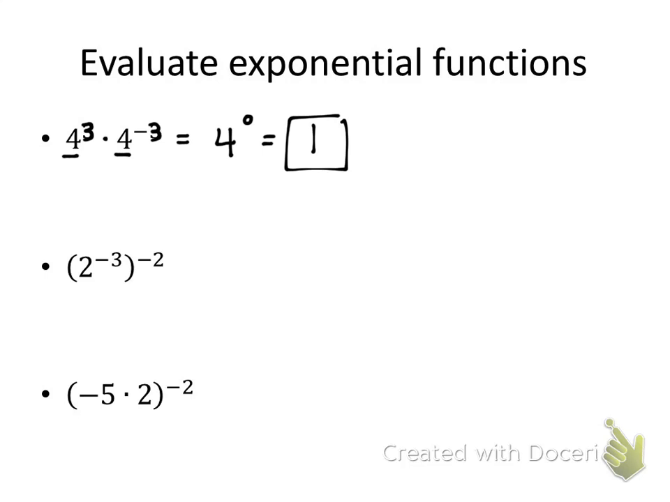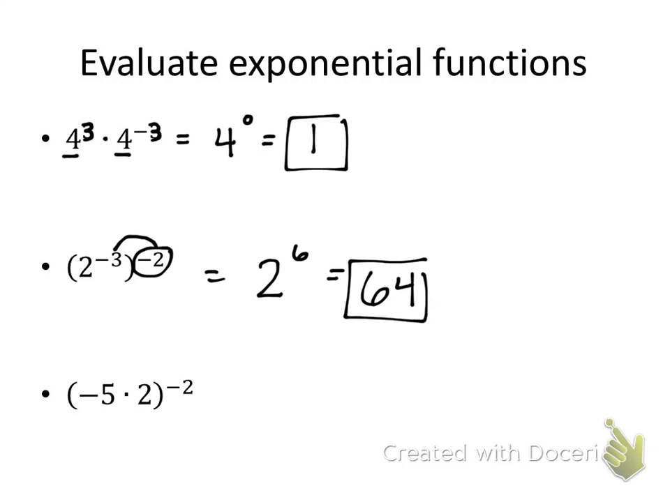Okay? What happens here? What would I need to do with this negative 2? Multiply. So what's negative 2 times negative 3? Positive 6. Well, that fixes the negative exponent, right? So let's do 2 to the 6th power in our calculator, and I get 64.